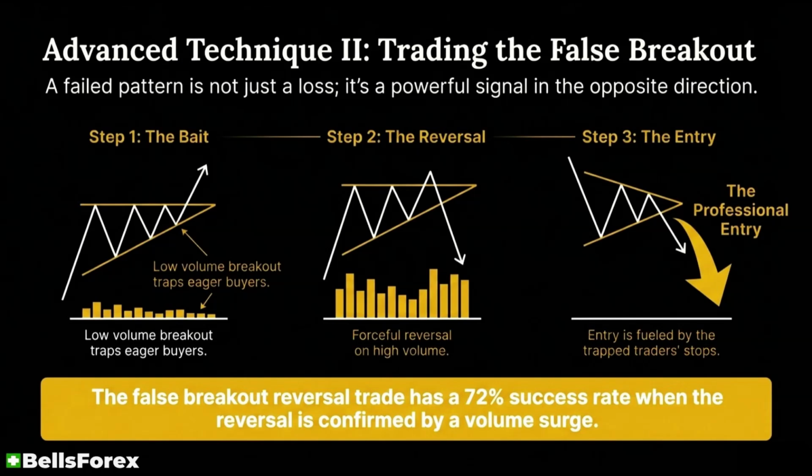When a pattern breaks out falsely, traps the early aggressive traders, and then price reverses quickly back inside the pattern, and volume surges dramatically on that reversal, it signals a powerful move in the opposite direction. Why does the volume surge when the price reverses back inside? Because the traders who were trapped on the wrong side, the amateur breakout buyers, are forced to cover their losing positions. Their selling or buying adds enormous sudden momentum to the actual move. This contrarian setup boasts a 72% success rate when volume confirms that reversal. You're basically using the failure of the amateur trader to fuel the professional's profit.